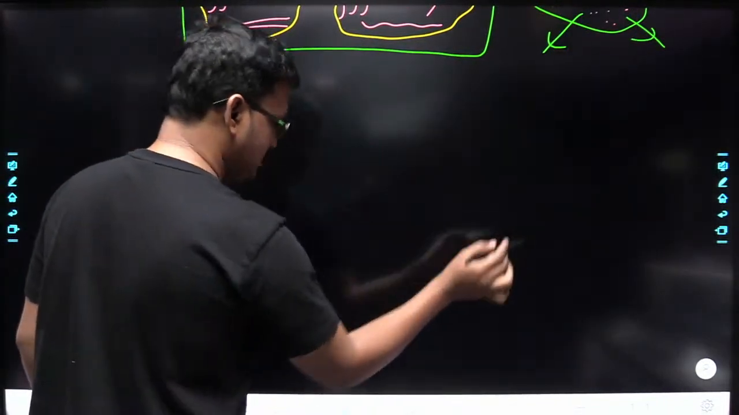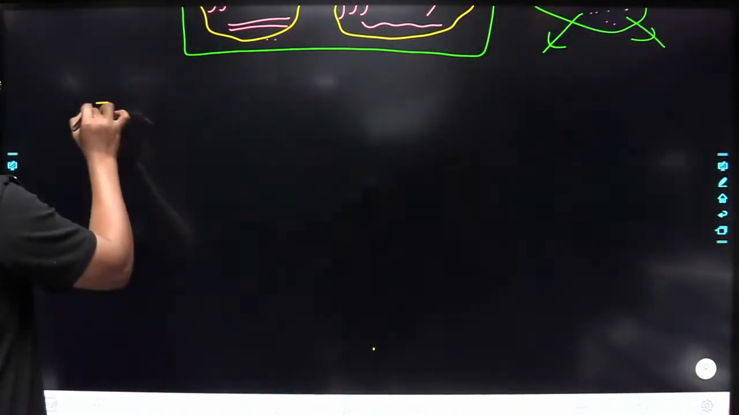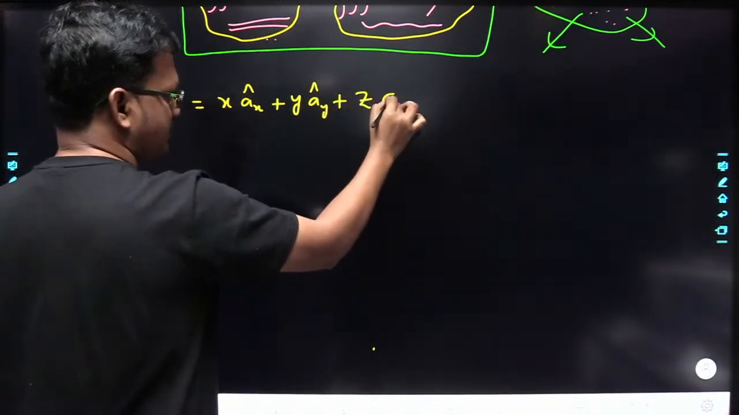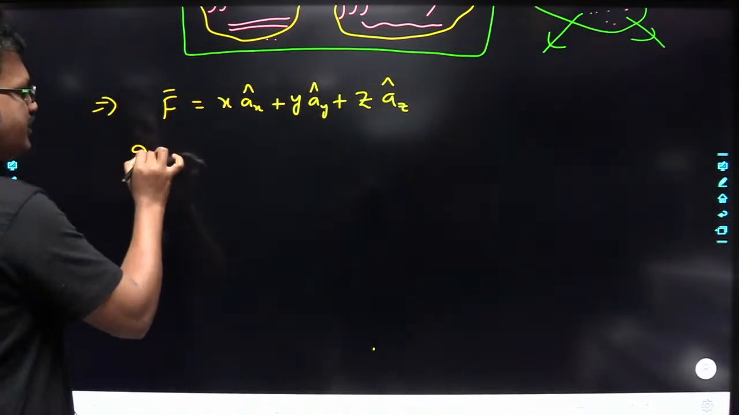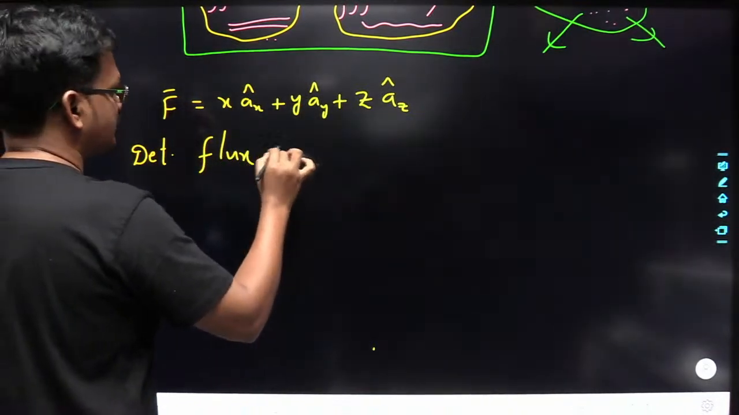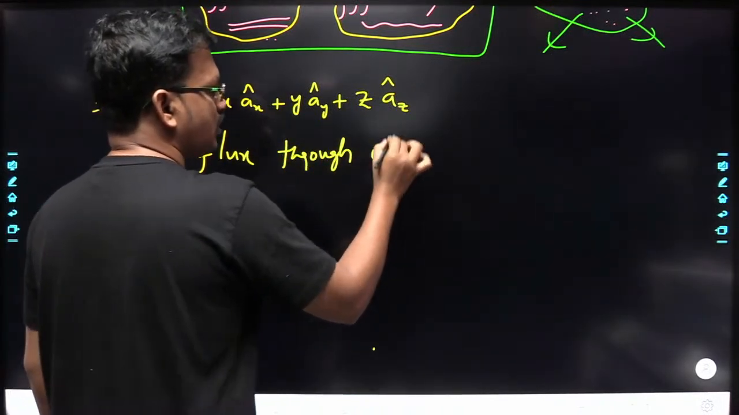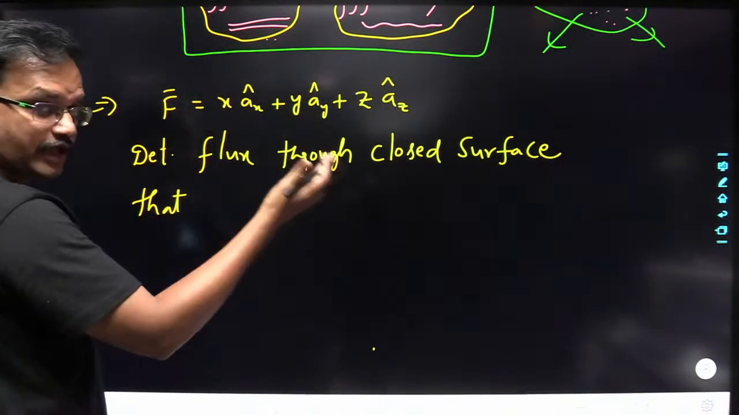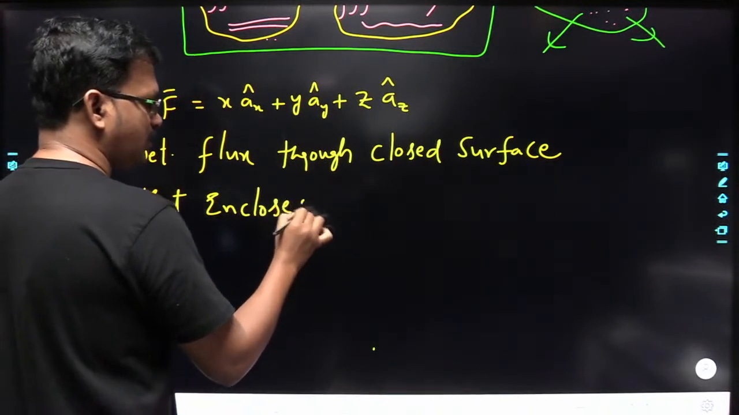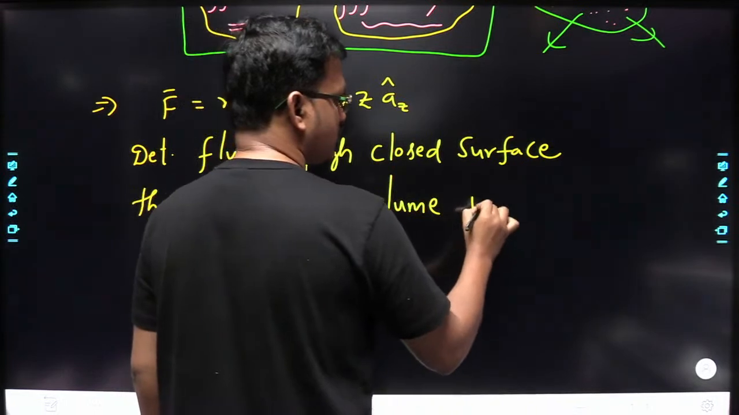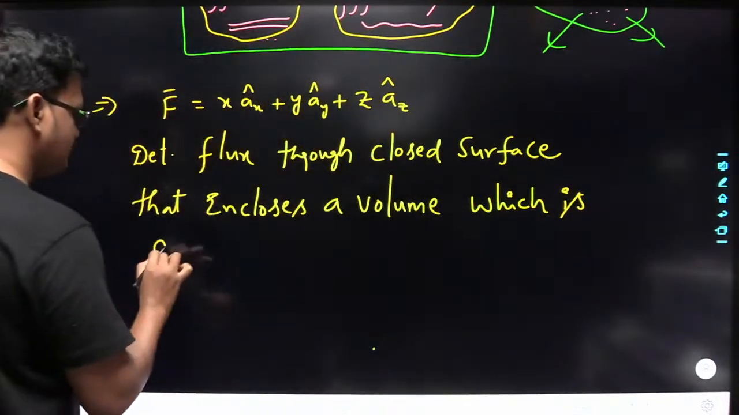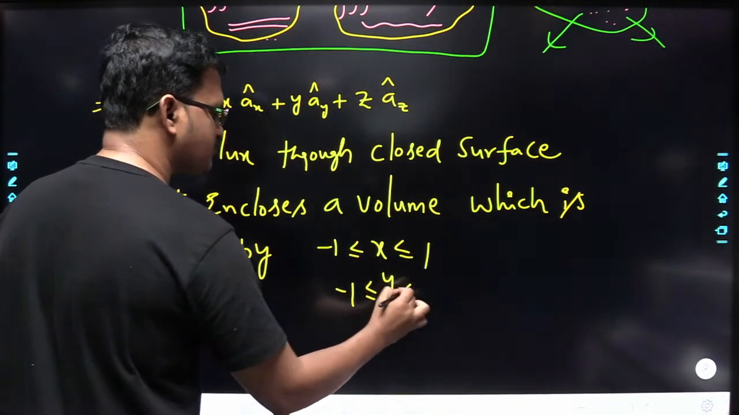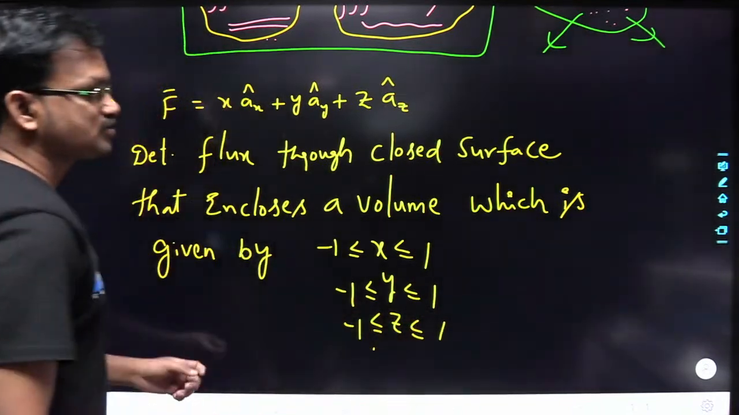I will just revise that example. I have given a vector field F bar equal to x ax cap plus y ay cap plus z az cap. Then I ask you to determine the flux through a closed surface that encloses a volume which is given by x varying from -1 to +1, y varying from -1 to +1, and z varying from -1 to +1. So this is the problem I have given here.